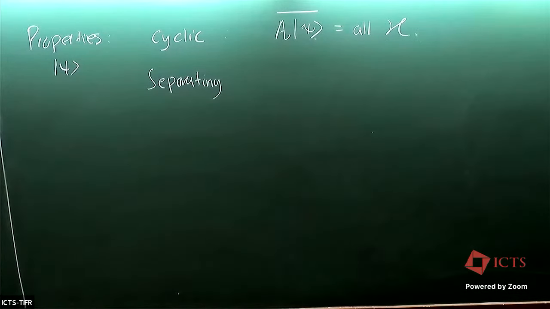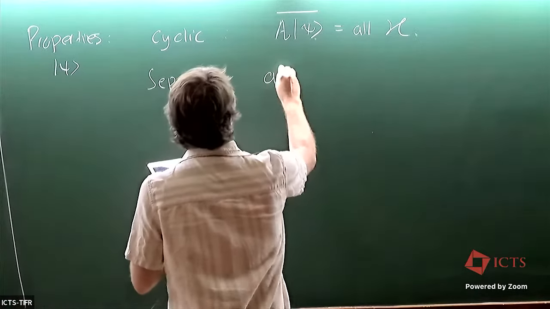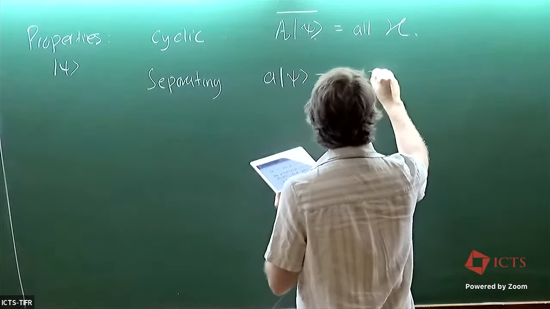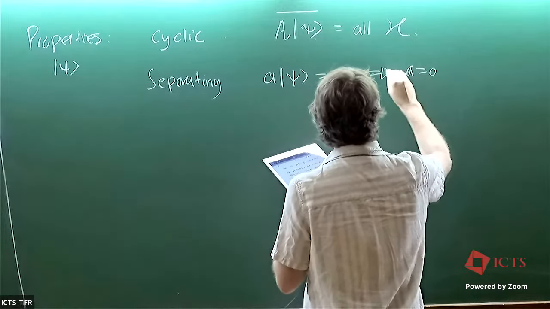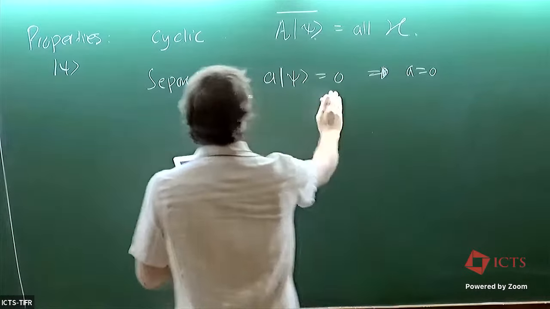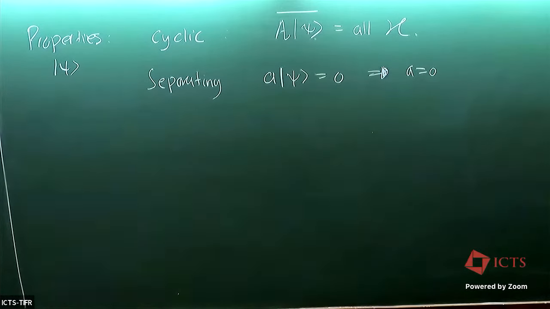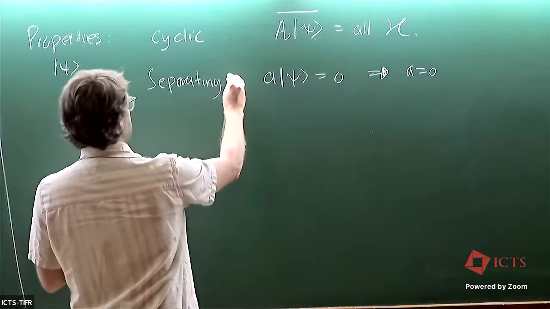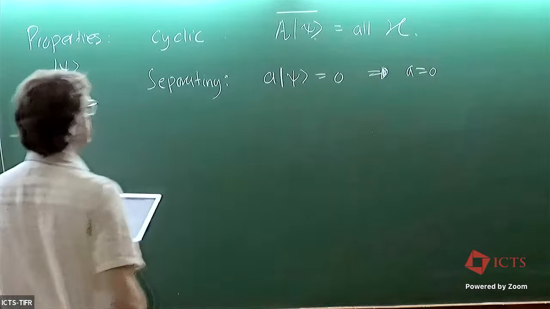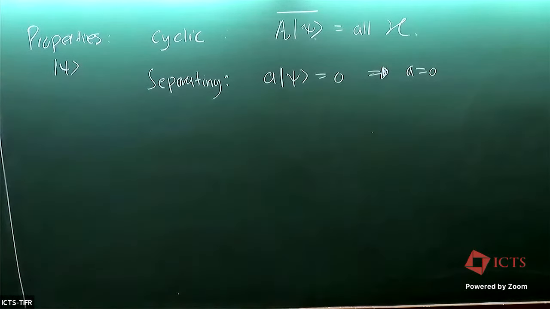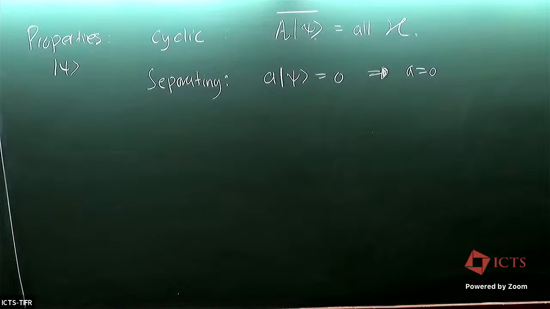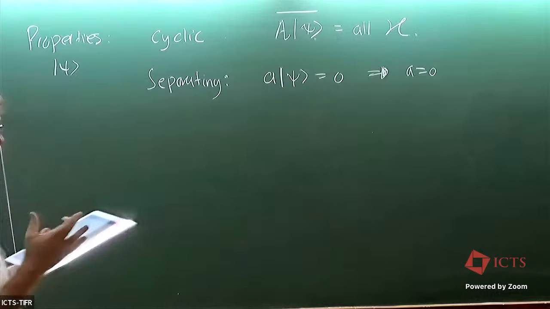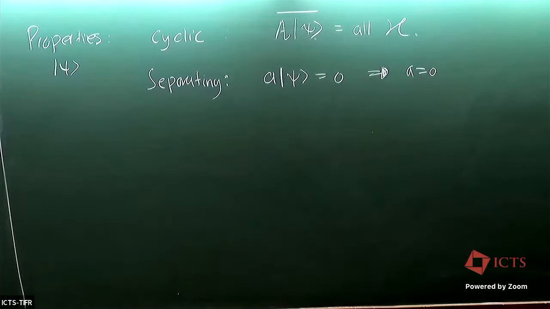The separating property is the statement that if this vanishes, then A has to be trivial. So there are no operators in the algebra that annihilate the state. As we discussed in the finite dimensional case, these properties are related to the density matrices and how entangled they are. If they're invertible, then you get these things.